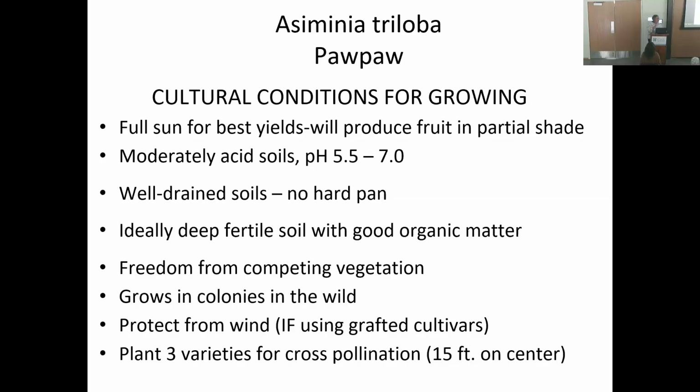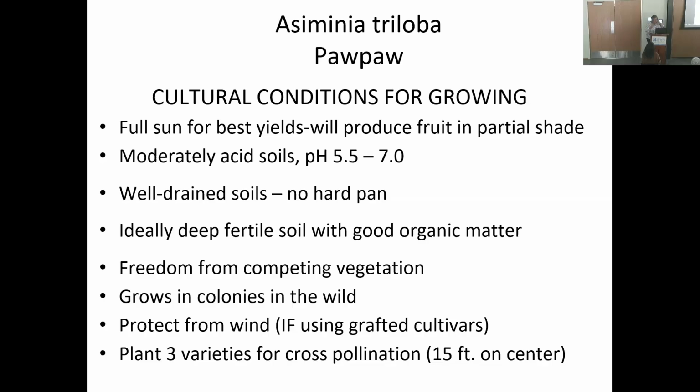So this one, if you're trying to grow it for the fruit, you're going to need to clear out some of the suckers that come up because it's also one that wants to grow in a colony. There are probably 40-something cultivated varieties now, grafted.